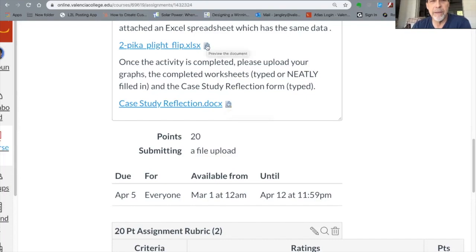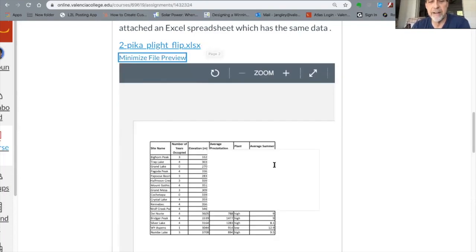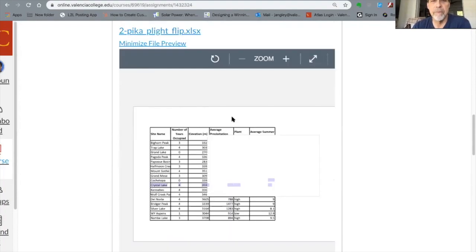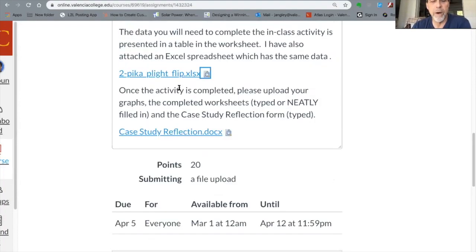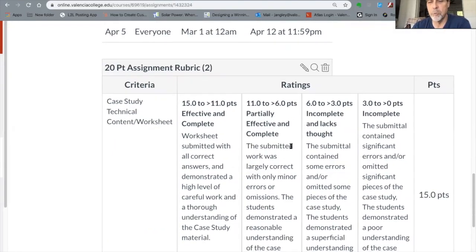This is the data, by the way. This is the data I gave you in an Excel spreadsheet. This is what I use. I took these data and I modified them. I made my graphs, but that's all there for you to use if you want. So that's it. By the way, this is the rubric I use to grade.